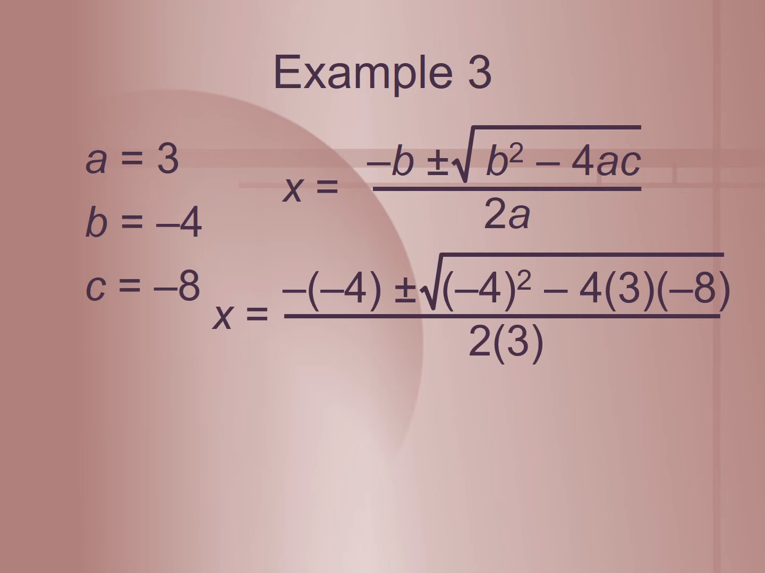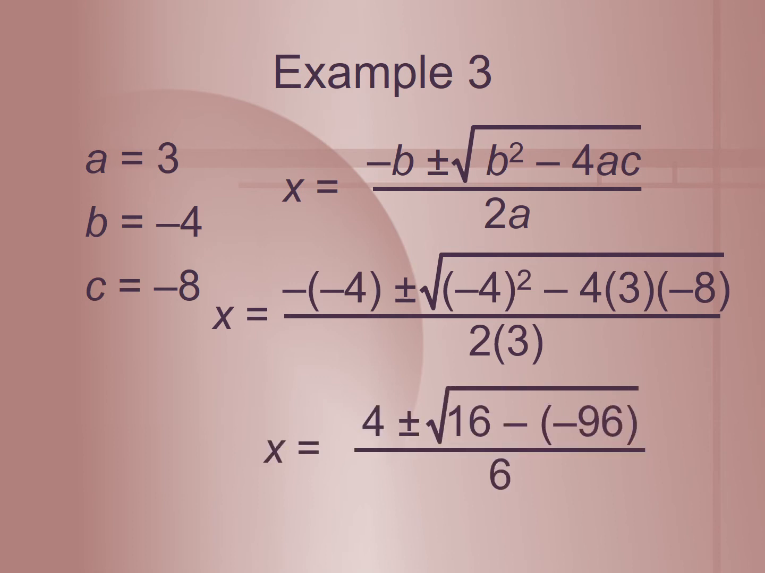Now I have x is equal to negative negative 4 plus or minus the square root of negative 4 squared minus 4 times 3 times negative 8 all over 2 times 3. Make sure that when you are squaring that negative 4, it's actually going to become positive 16 because a negative squared is positive. That negative 4 at the beginning becomes positive 4 plus or minus the square root of 16 minus 4 times 3 times negative 8, which is negative 96, all over 6.